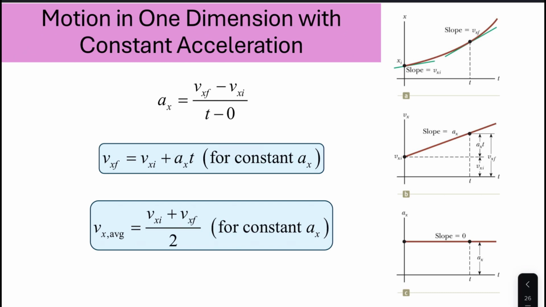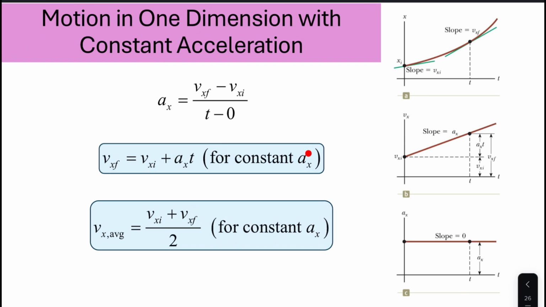Let's proceed our lecture to the next subtopic, which is motion in one dimension with constant acceleration. So as we know, acceleration is defined as delta v over delta t. For a constant acceleration, V final equals V initial plus at. This is commonly used by you all during your secondary level.